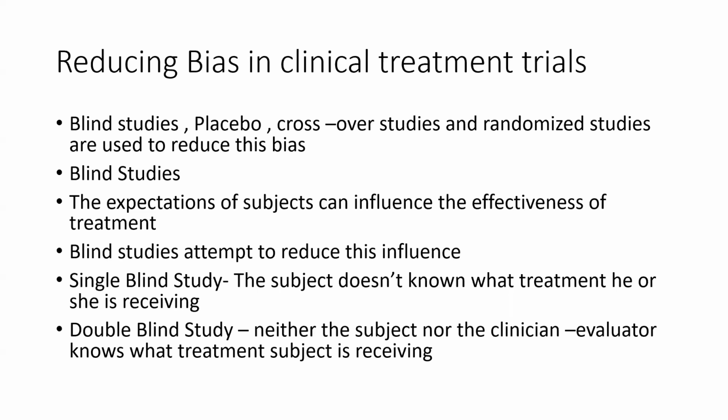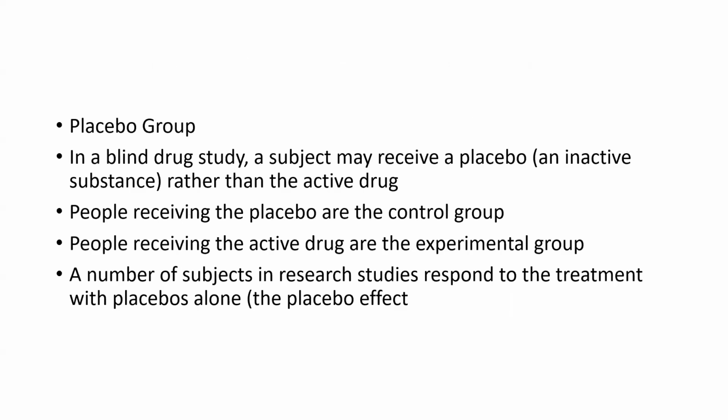Reducing bias in the clinical treatment trial. Blind studies, placebo, crossover studies, and randomized studies are used to reduce the bias. Blind studies. The expectation of the subject can influence the effectiveness of the treatment. Blind studies attempt to reduce this influence. Then single blind study. The subject doesn't know what treatment he or she is receiving. Double blind studies. Neither subject nor clinician evaluator knows what treatment the subject is receiving.